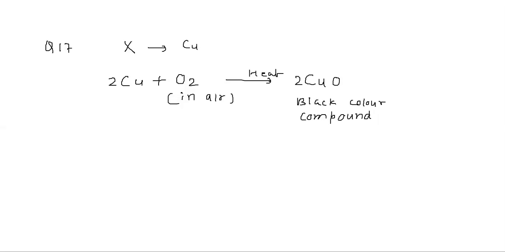Now question number 18. Question number 18 says, why do we apply paint on iron articles? So it's obvious. When we apply paint, iron articles don't get rusted. So we can say to prevent rusting.